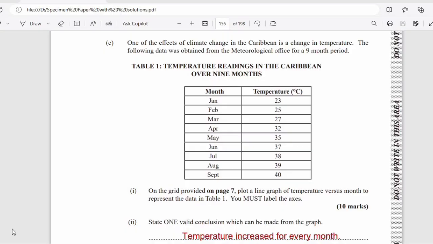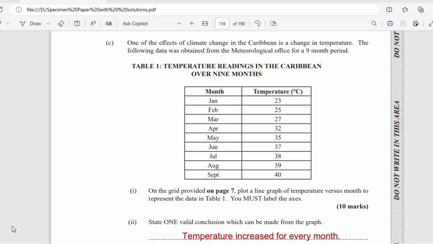The table shows us all the information we need to know. Temperature readings in the Caribbean over 9 months. Months are January, February, March, straight down to September, and temperature is in degrees Celsius, so it's giving us all the different temperature readings from the month of January to September. Now the question says, on the grid provided on page 7, plot a line graph of temperature versus month to represent the data in table 1.